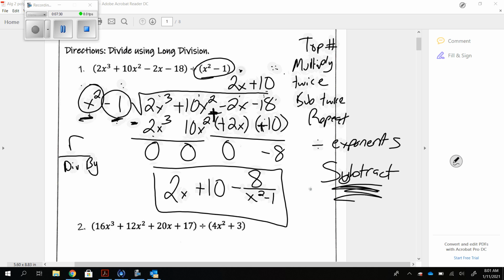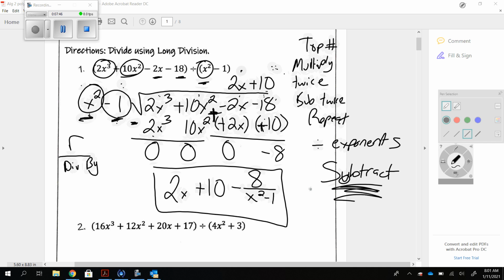Okay, you have to use your common sense. We can obviously divide this one and this one by x squared, but can we divide this negative 2x and this negative 18 by x squared? No, we cannot, but we can do this one and this one with the negative 1. Okay, and all we're doing there, whatever answer we get here, multiply it by the other term to see what we get to cancel it out.